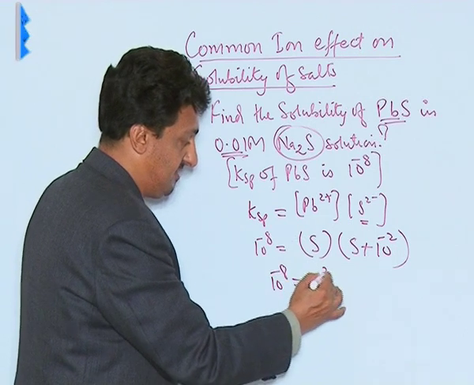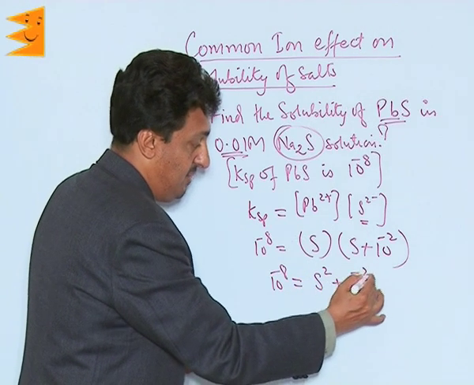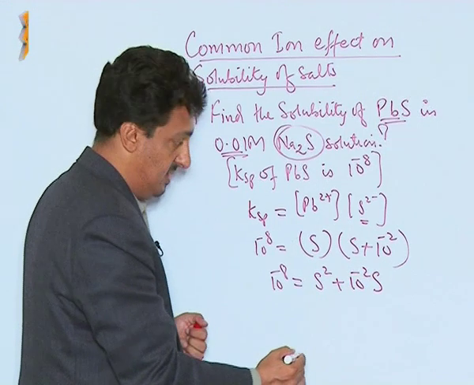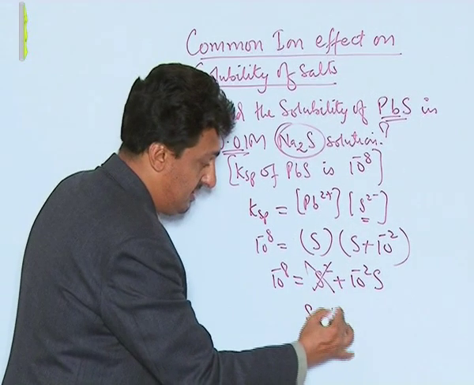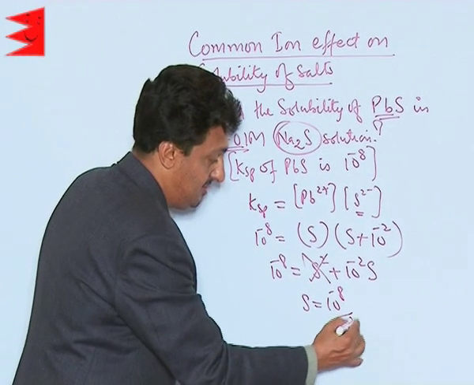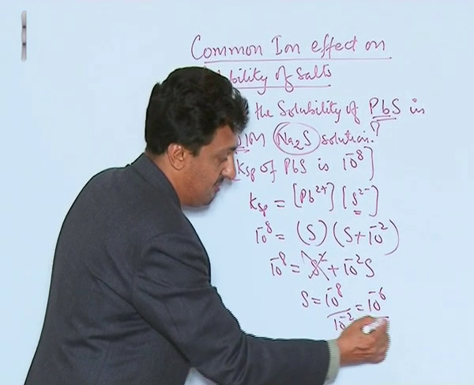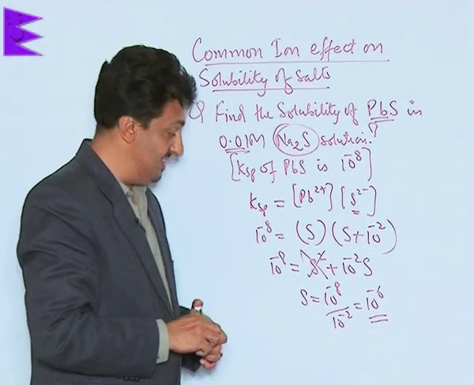It will become S square plus 10 to the power minus 2 S. The S square term is neglected because it will be very small. So S will be 10 to the power minus 8 divided by 10 to the power minus 2. It will be 10 to the power minus 6. So let us see this now.